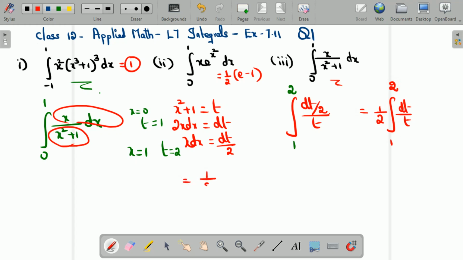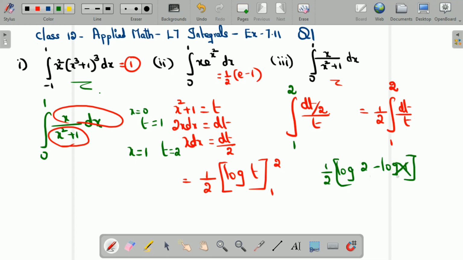So this is going to be half into log t between the limits 1 to 2. Let's substitute here. So this is half into (log 2 minus log 1). Log 1 is either way 0. So the final answer is going to be equal to half log 2.